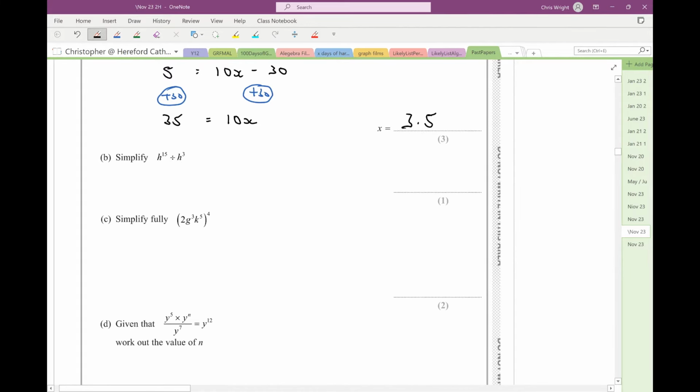Okay. Just the laws of indices here. h to the power of 15 divided by h cubed is going to be h to the power of 15 minus 3, isn't it? Subtract those indices. h to the power of 12.